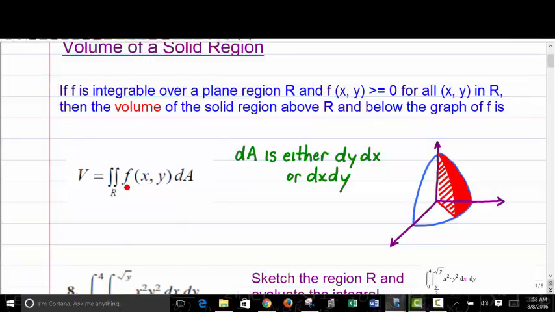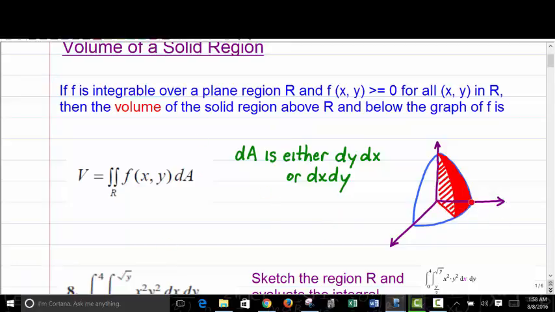we evaluate the double integral of that function across the region of integration dA, which is either dy dx or dx dy. Sometimes the order doesn't matter, as we've seen, and sometimes it does, to be able to integrate it or make it easier. So we learned last time that if you don't have a function there and you're just integrating dA, you're finding the area of the region.